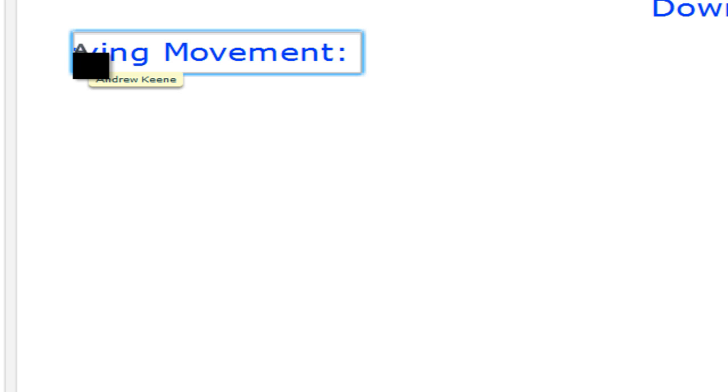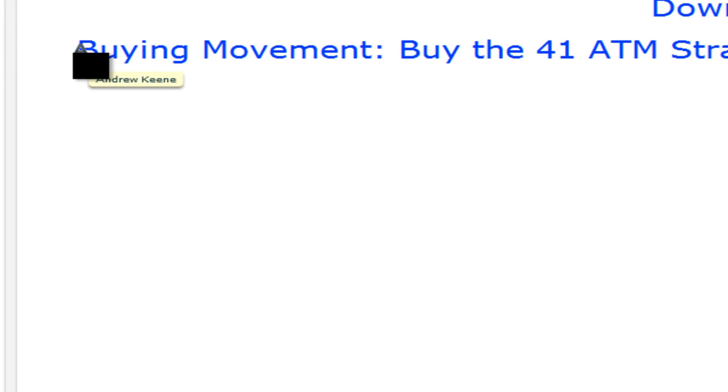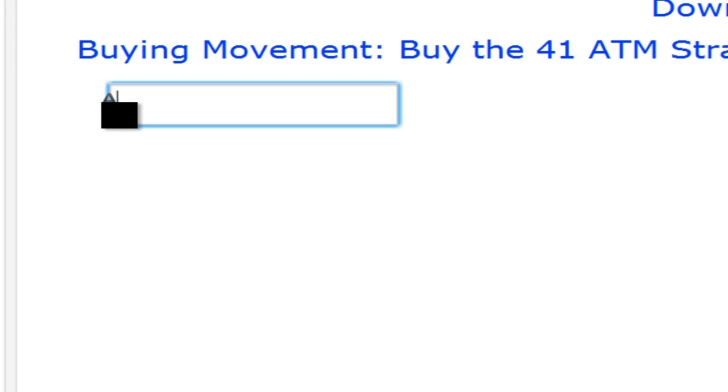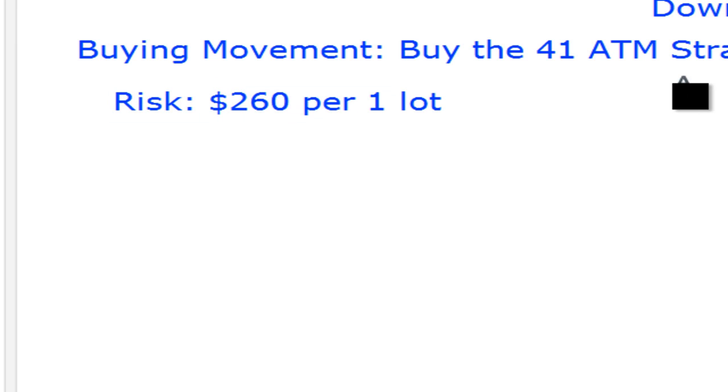Well, I could buy the 41 at the money straddle, right? Buying a straddle is buying volatility, buying gamma, buying movement. And let's say I did this for a $2.60 debit. So I could do this for a $2.60 debit. My risk on this trade would be that $260 per 1 lot.